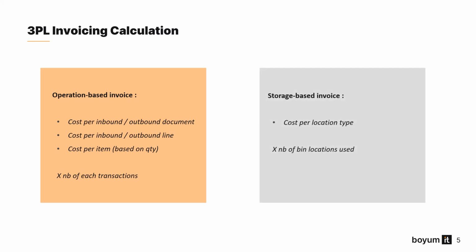The second part of the 3PL invoice is based on the storage location usage. A cost of storage can be defined based on the location type of Produmex WMS. Along with the storage cost, the calculation of bin location can consider every single bin used, so can be several bins during a day if the goods are moved within the warehouse, or only the final bin at the end of each day.